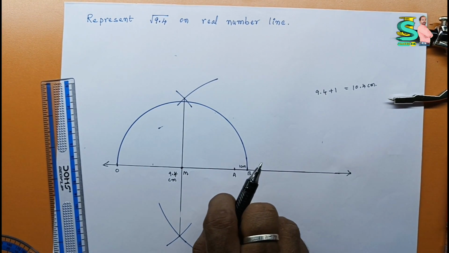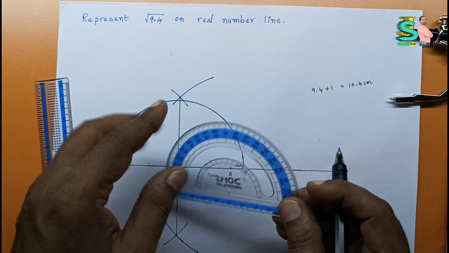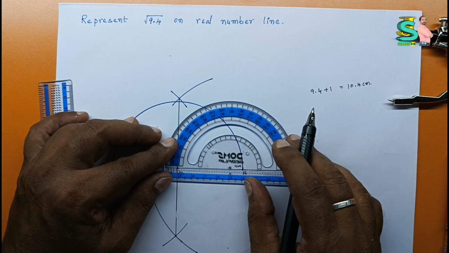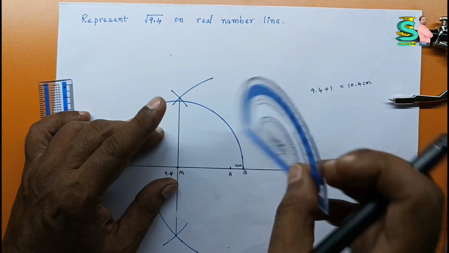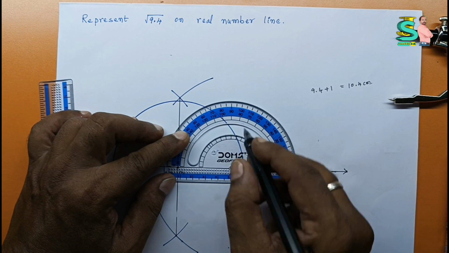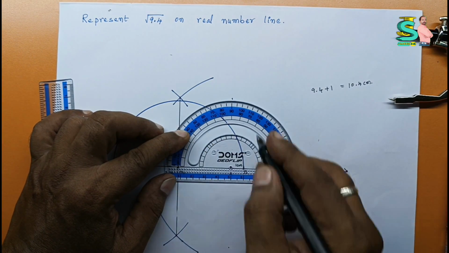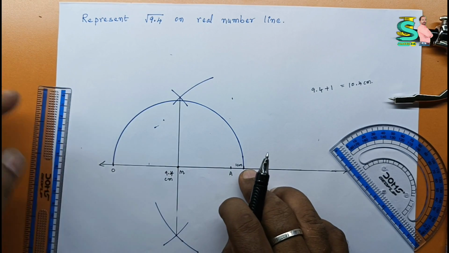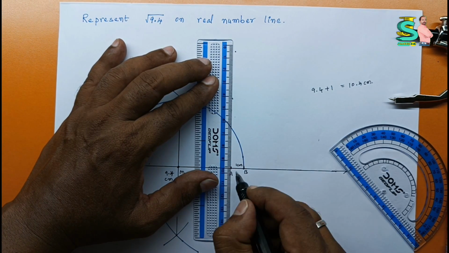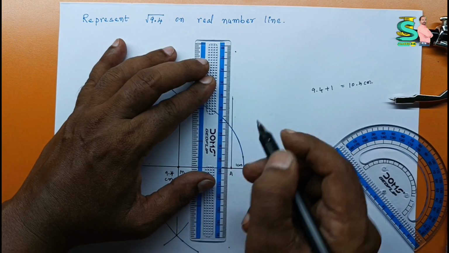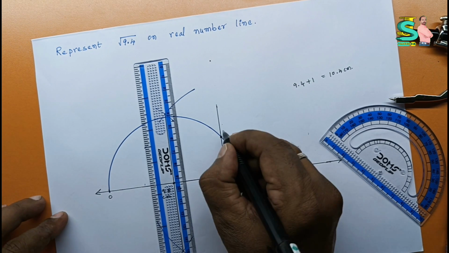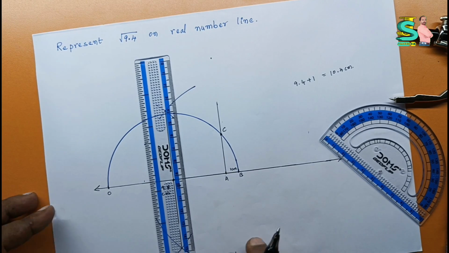Now next step, you are going to draw a perpendicular at A. Here you should draw one perpendicular at A. So draw this. It intersects this semicircle at C. Why? Because we took A, B, so C.